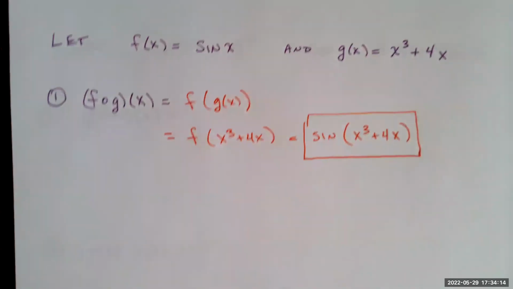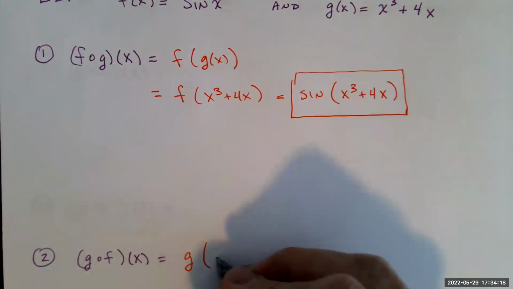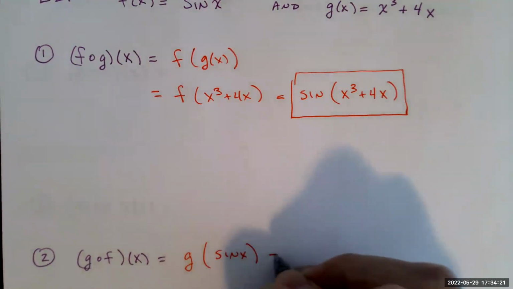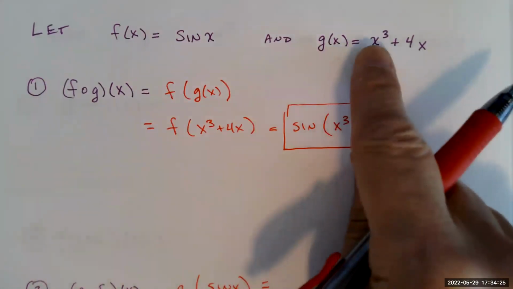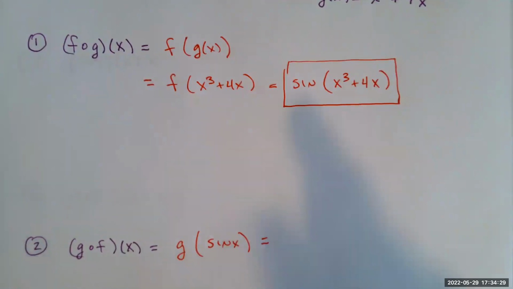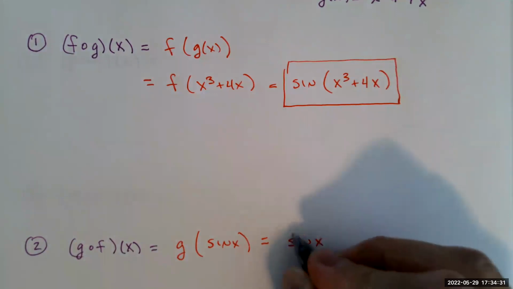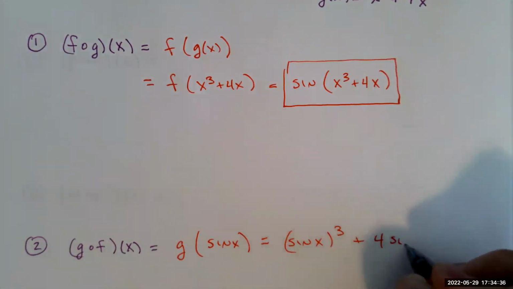What about g circle f of x? Well, that's going to be g of f of x, where f of x is sine of x. So I go to the function g of x here. Whatever I plug in, I'm going to cube it, multiply it by 4, and then add. So I'm going to cube sine, and then I'm going to multiply sine by 4.